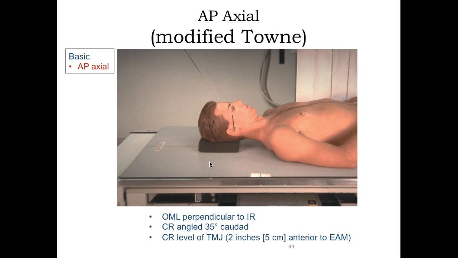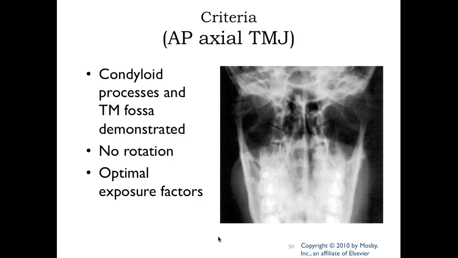Okay, so here's your AP axial. So this is your modified Towne's. Still reviewing, this is just a different shot so you can see. So you've got your OML perpendicular, your 35 degrees caudad, and here it's saying 2 inches anterior to the EAM. I prefer you guys just know 3 inches superior to the nasion. Talk to Jeremy, see which one he wants you to know either. Okay, so this is what it looks like here, nicely displayed there.